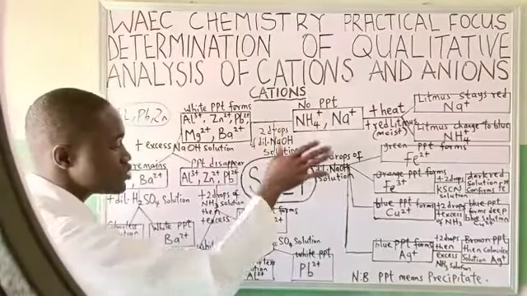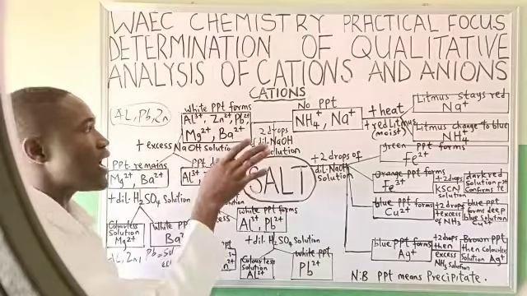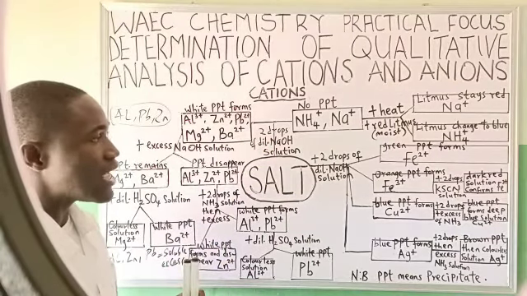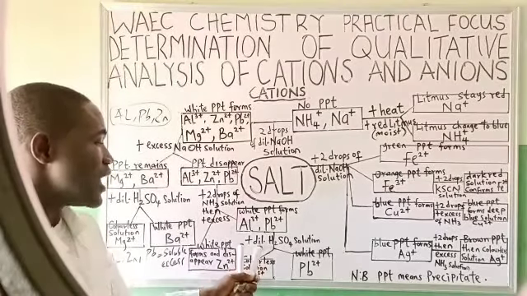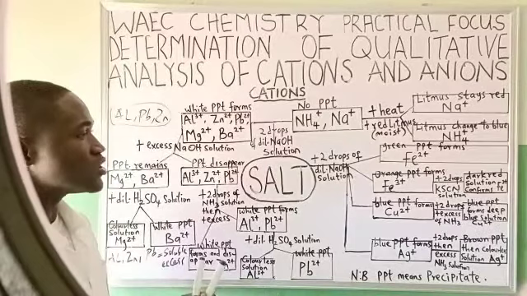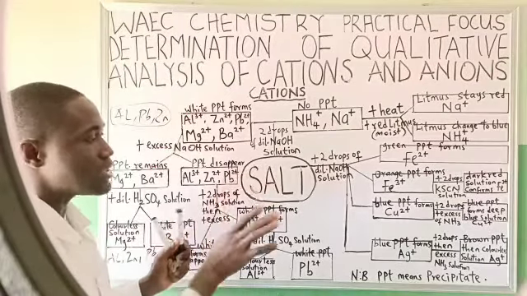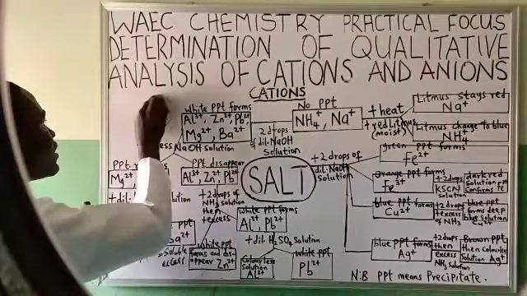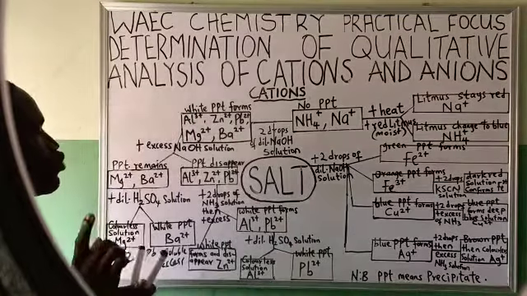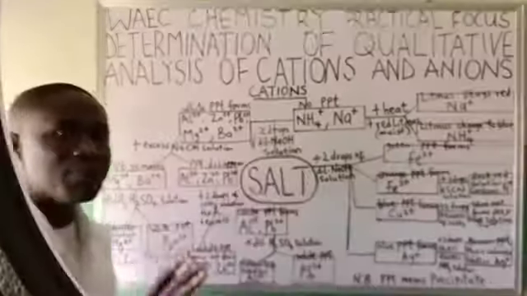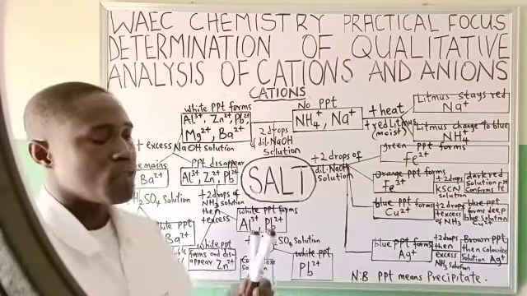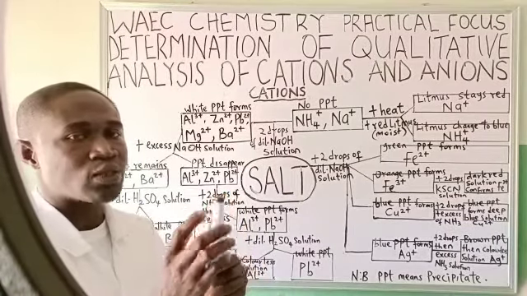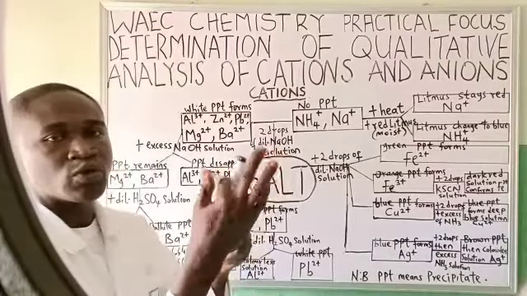Now you have been able to determine your cations and anions using sodium hydroxide, ammonia, and also dilute H2SO4. We have succeeded in analyzing your cations. Another confirmatory test we use to confirm your cations is called the flame test. How do we do that? Get your test tube and fill it halfway with water.